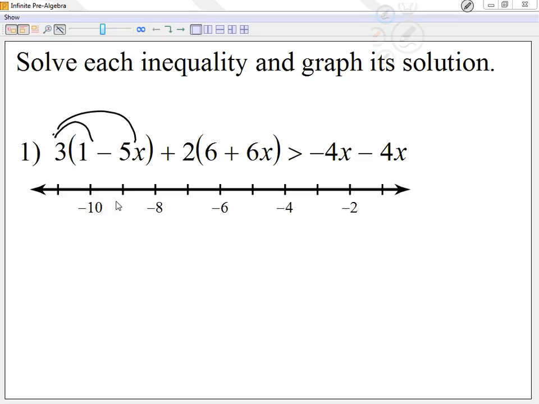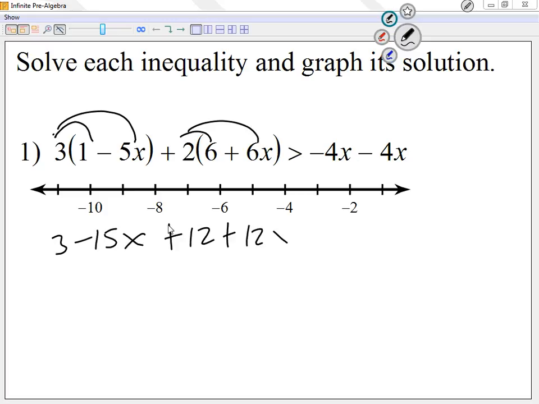So once again, from the first parentheses, I got 3 minus 15x. From the second parentheses, I have 12 plus 12x. And this is greater than negative 4x minus 4x. Once again, first thing, no parentheses. Get rid of them. Second thing, once you separate them with the inequality sign, letters on one side, numbers on the other. Let me move my letters to the left.